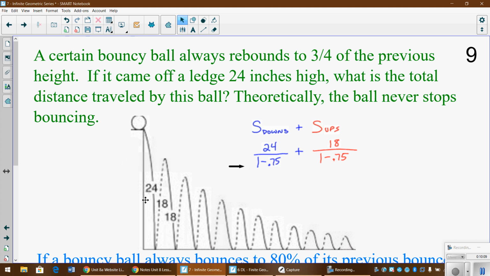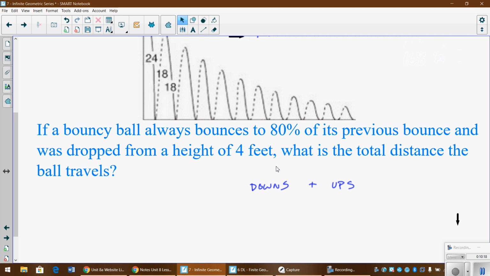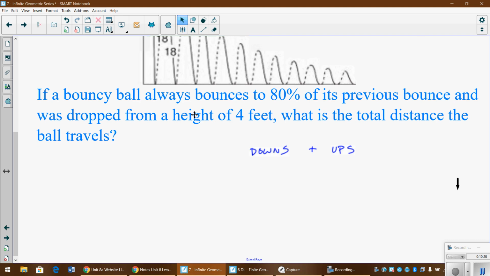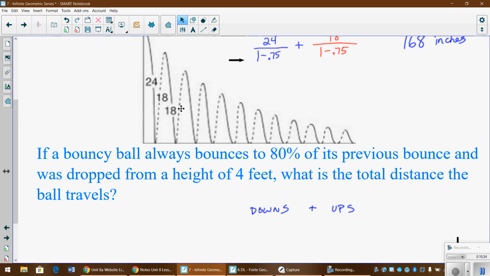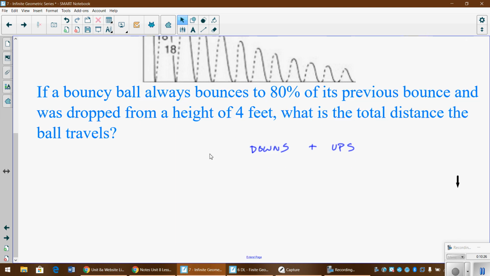So the blue represents the solid, red represents the dashed. When you add up all those values, you get 168. Okay, you should try that out. If we continue down here and we say if a bouncy ball always bounces to 80% of its previous bounce and was dropped from a height of 4 feet, so our first value instead of 24 is 4, what would that sum be? And I'd like you to try that on your own, see what you get.